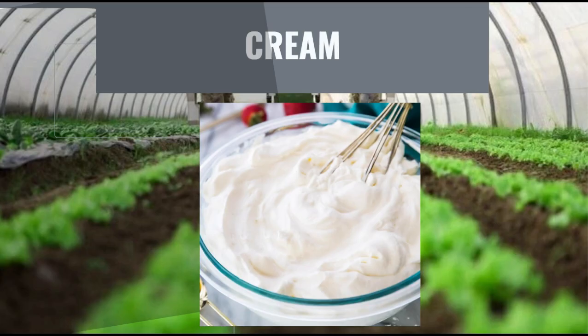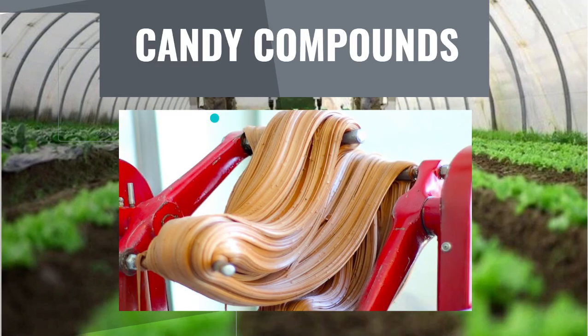Cream is also called a rheopectic fluid. Its viscosity increases with stress over time, so the longer you whip it, the thicker it becomes. Candy compound is also a good example of dilatant foods.